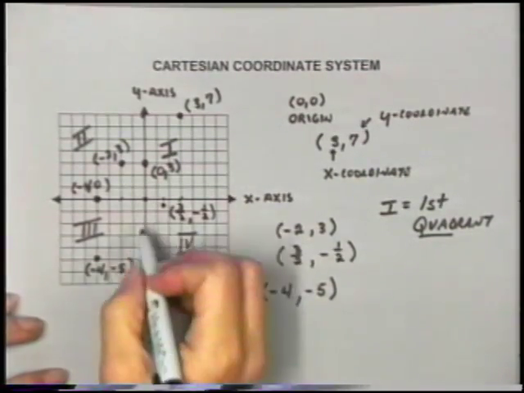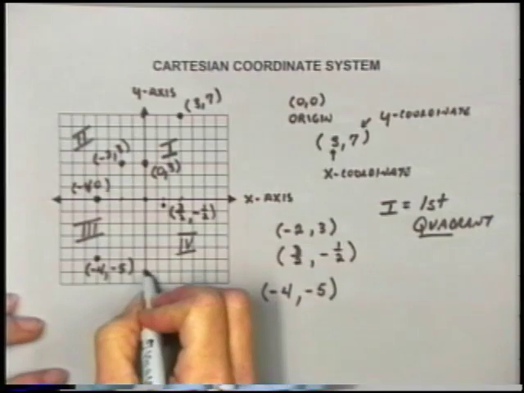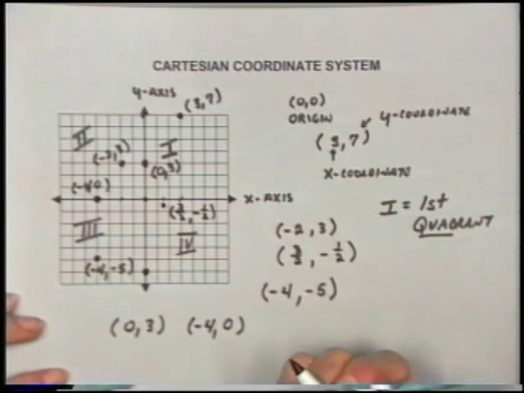What about a point that would be down here on this negative part of the y-axis, say this point right here?